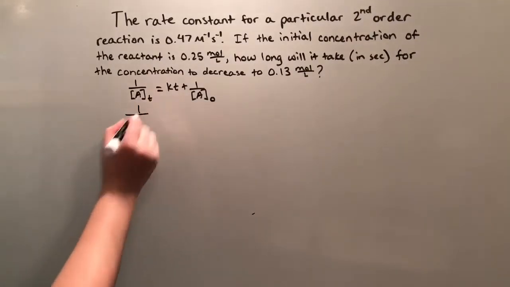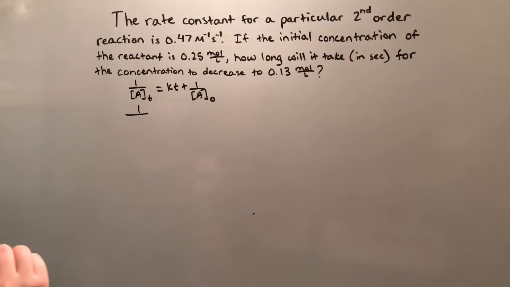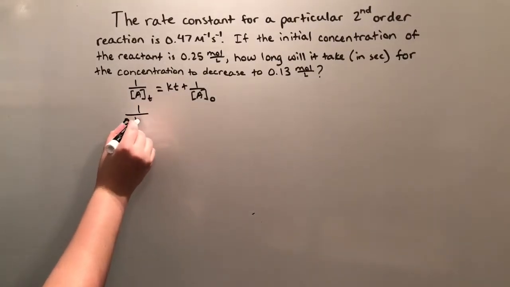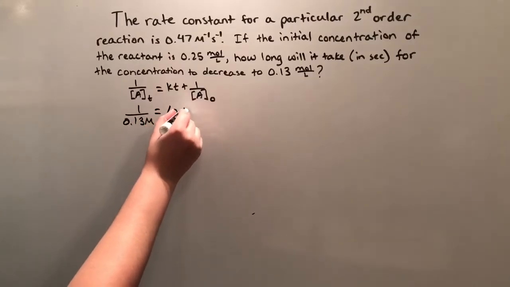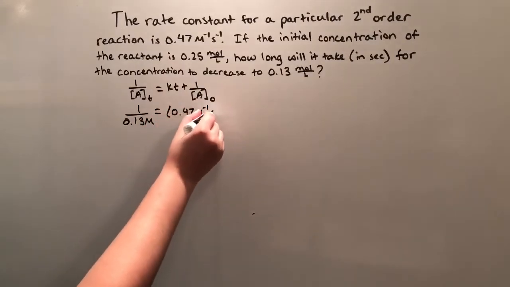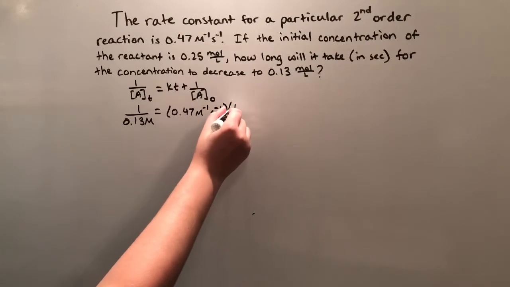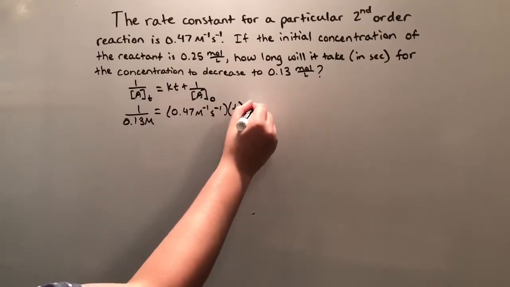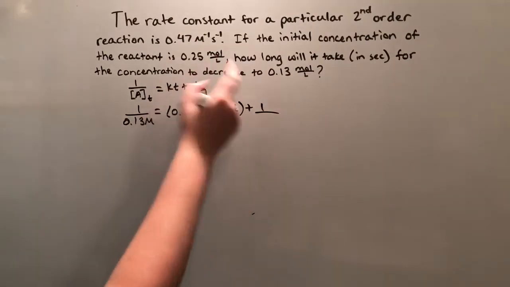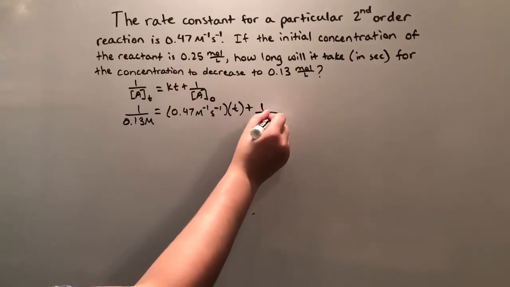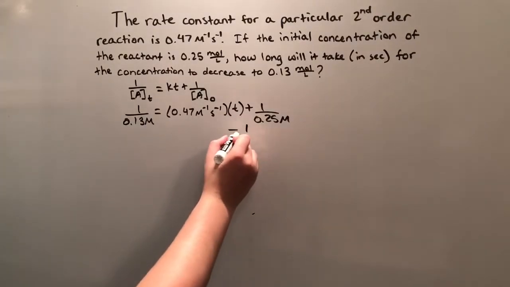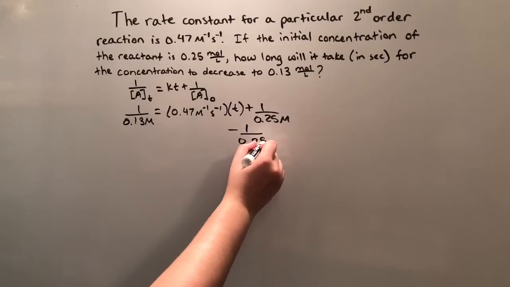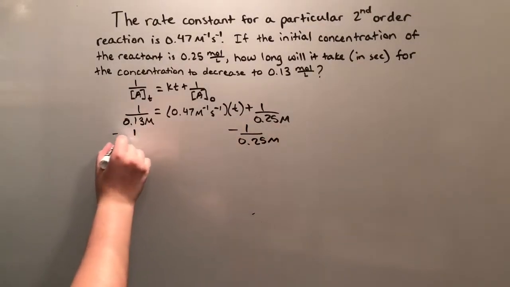So 1 over the concentration at time t, that's 0.13 molarity, equals K, 0.47 molarity to the negative 1 seconds to the negative 1, multiplied by t, plus 1 over the initial concentration. That's 0.25 molarity. Now to isolate t, we're going to need to subtract 1 over 0.25 molarity from either side of the equal sign.